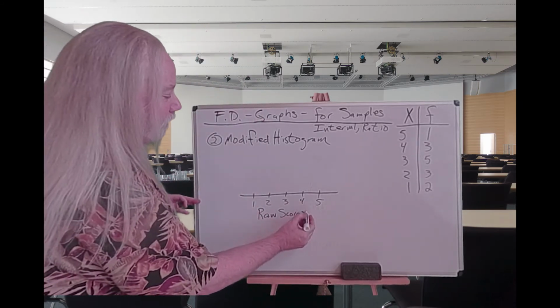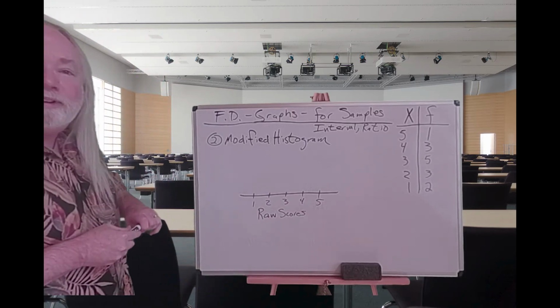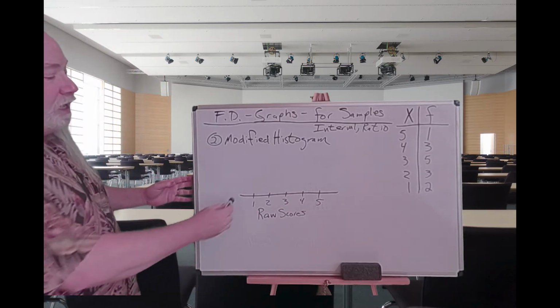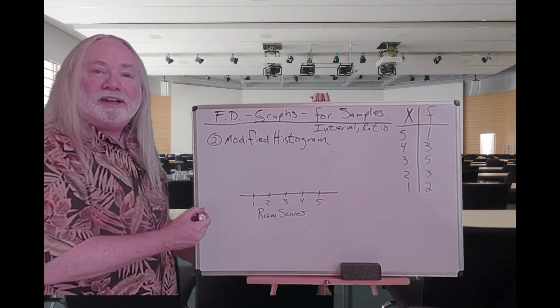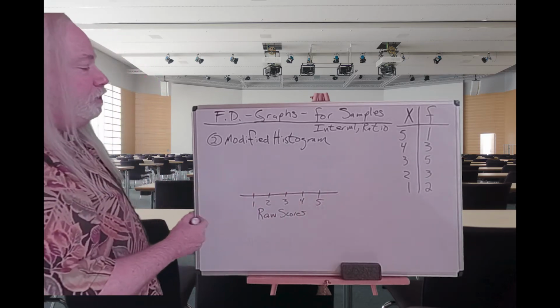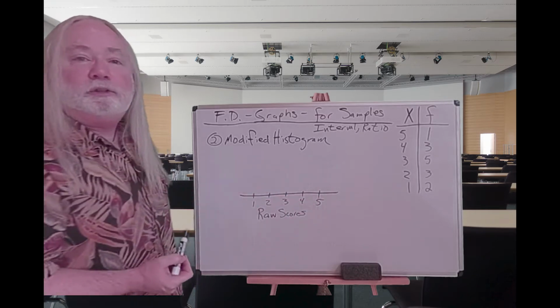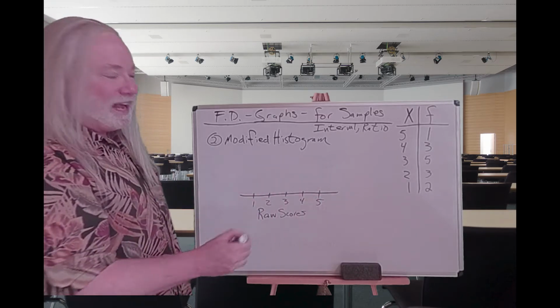So there we go. It's ready. So what's the modification? Well, it should be fairly obvious. There's no frequency axis. It's just the x-axis. It's just the raw score axis. So we draw the line, we evenly split up and number our spots, and we label it.